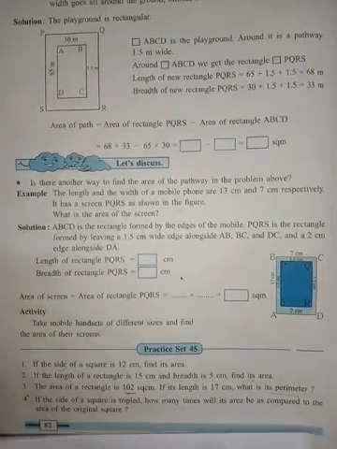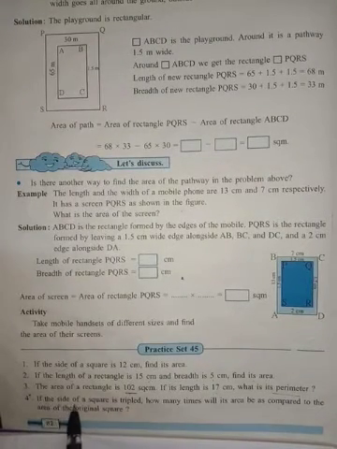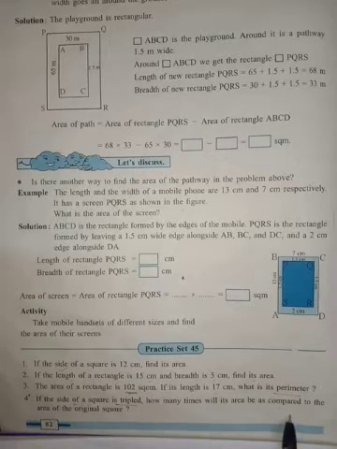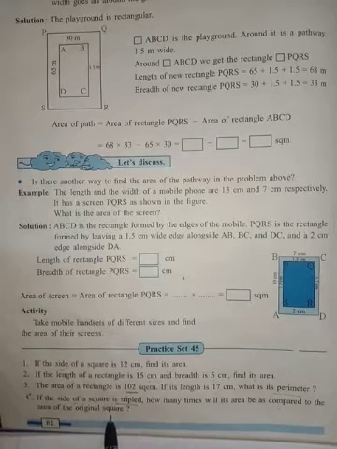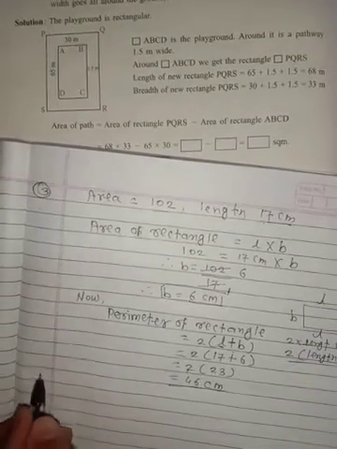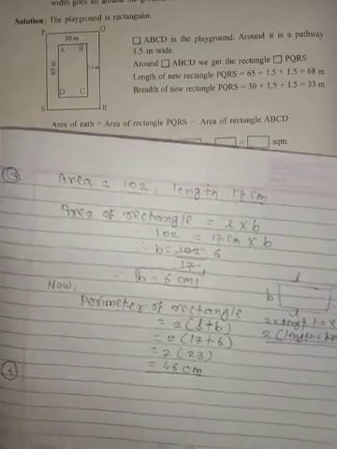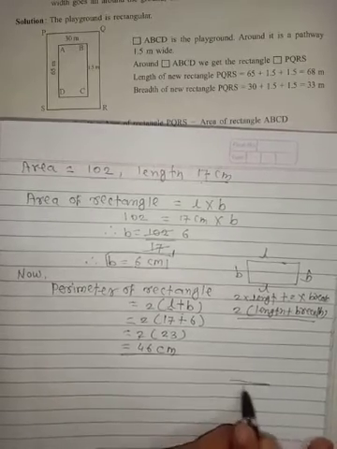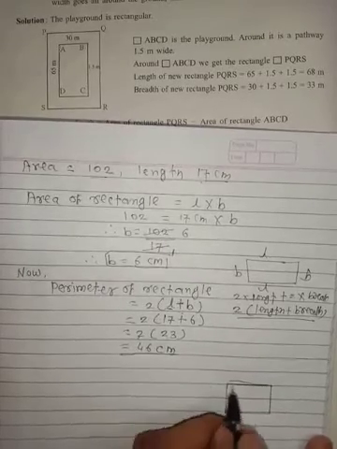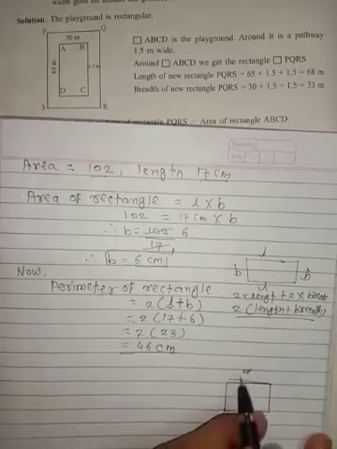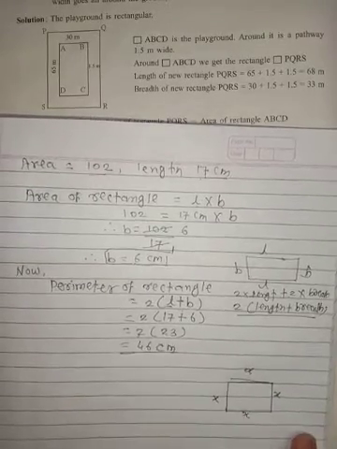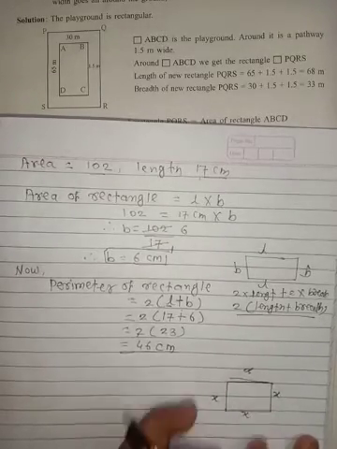The last question is, if the side of a square is tripled, how many times will its area be as compared to the area of the original square? Okay, it's a tricky question. So question number 4, suppose this is our square, and this side is x. It means this is also x, this is also x, and this is also x. So what is the area of this square?